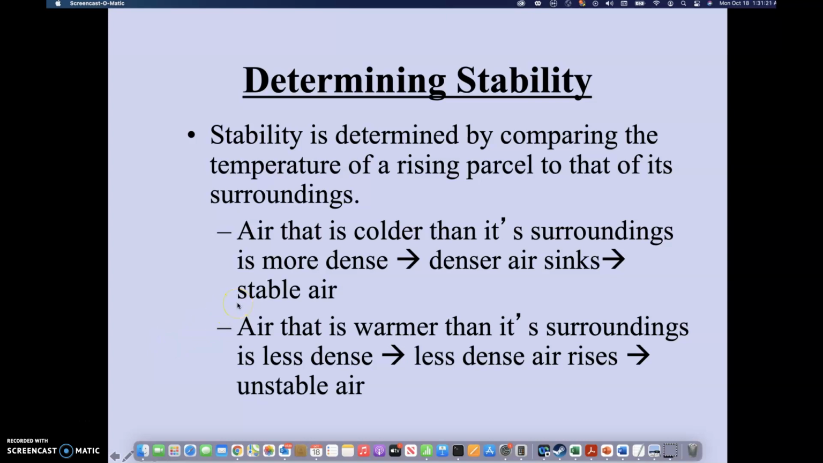So for determining stability, we need to take an air parcel, as we've discussed, and compare it with the surrounding environment. So to do that, we need to know what the environment's like and take an air parcel and change it by the dry adiabatic or moist adiabatic lapse rate. And you can determine stability by basically air that is colder than its surroundings is more dense. Dense air sinks. Sinking air is generally stable air. Air that is warmer than its surroundings is less dense than the air surrounding it. Less dense air rises. Rising air is generally unstable air.